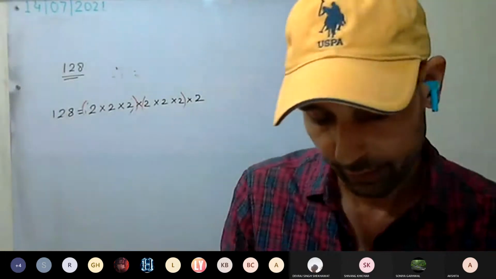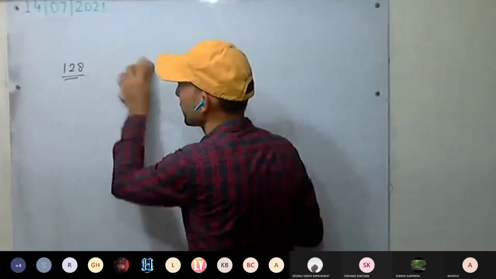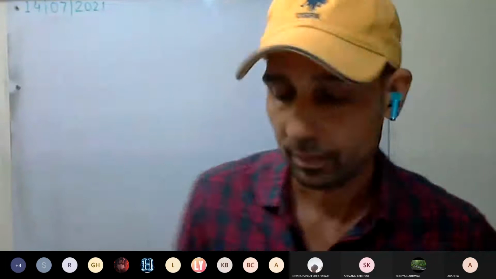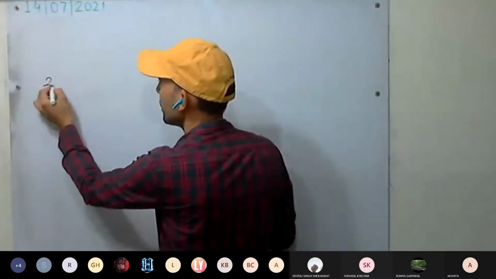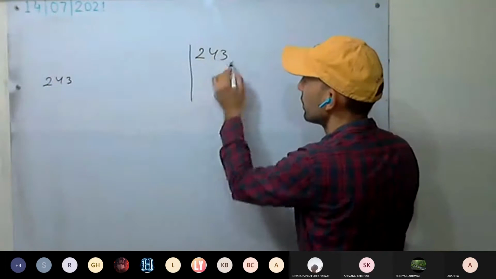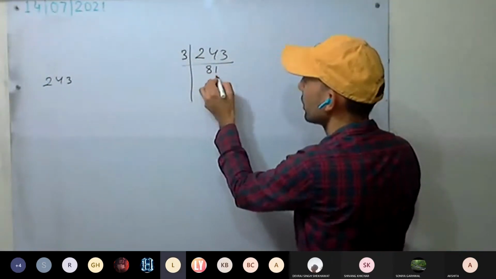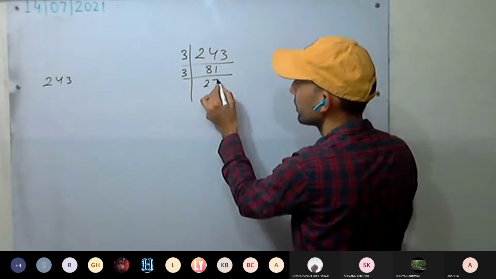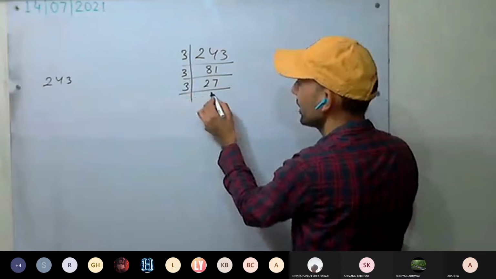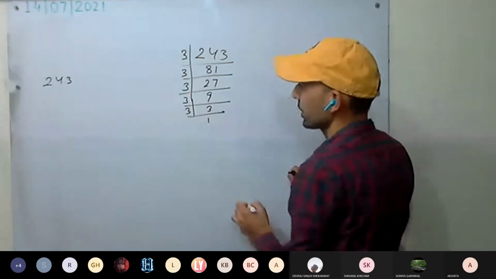Everyone do 243. Is it divisible by 3? Yes, sir. Okay, factorize this one. 3, 81. 81, 3, 27. 3, 9. 3, 3. 3, 1.